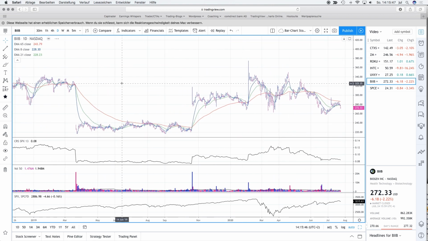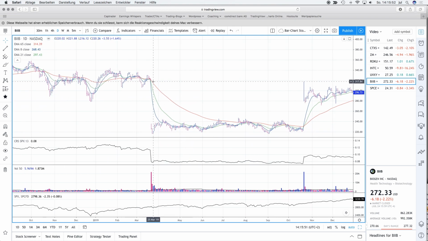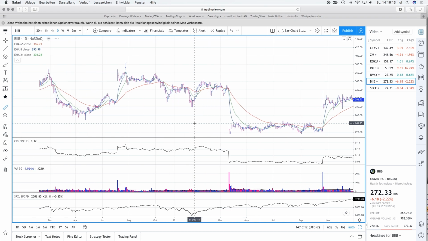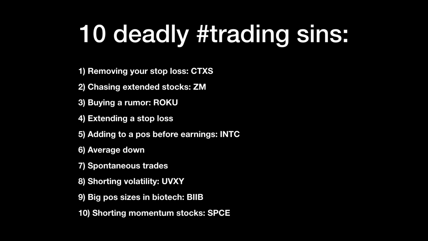I want to give you an example here from Biogen some time ago. You can see a very big gap down here in the chart. It was 27%, and this is not a very highly risky biotech company. This is an established company in the biotech sector, and also those companies can have very, very large gap downs. So please be careful with committing big position sizes in biotech.